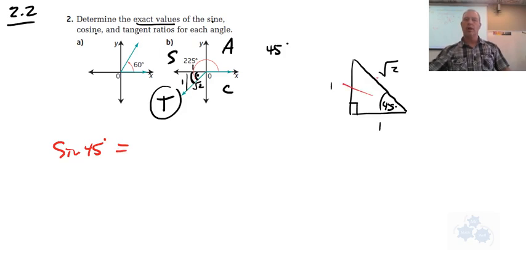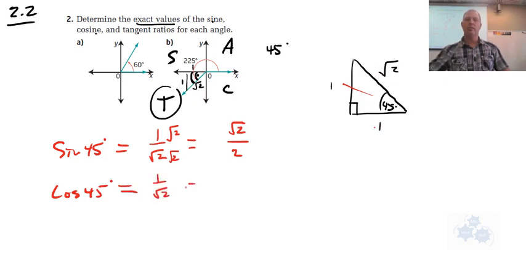So sine 45 equals opposite over hypotenuse. That's 1 over root 2. You might see in your textbook the simplified version. You get rid of the root in the denominator. You get root 2 over 2. Cos of 45, same thing. Adjacent over hypotenuse. That's 1 over root 2, or root 2 over 2. Either are acceptable right now.